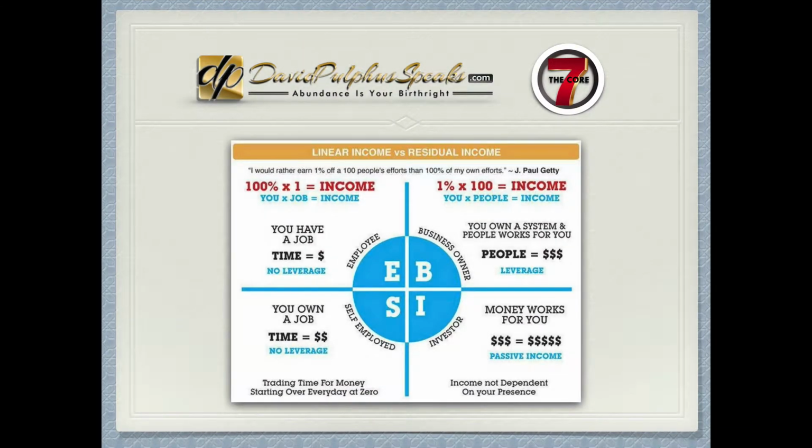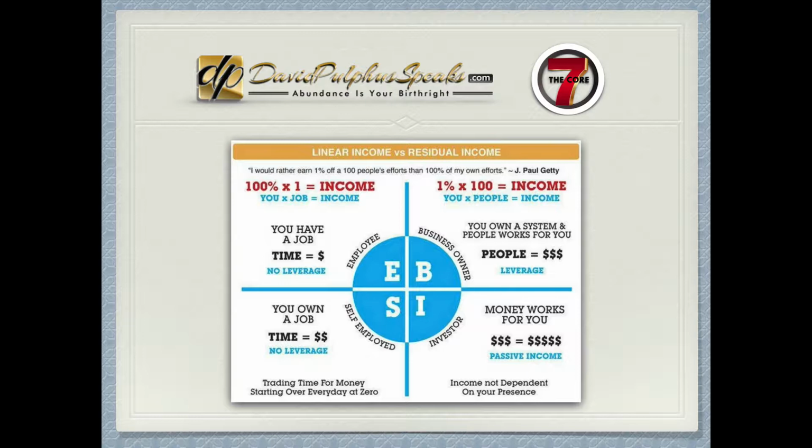All right, I wanted to bring back our ESBI diagram. I want to really break it down to another level to really hit it home for you. I want to deal with linear income and how it relates to residual income. Okay, so J. Paul Getty said, "I would rather earn 1% of 100 people's effort than 100% of my own efforts." Very interesting.